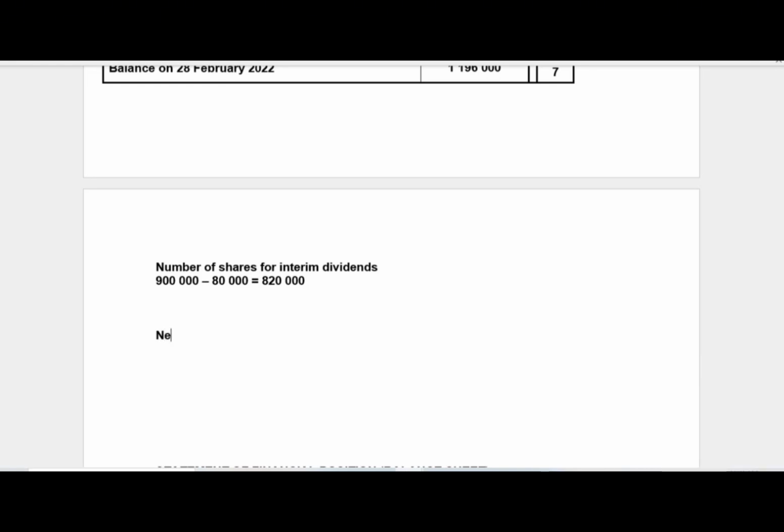You're going to have net profit before tax. Then you will have taxation, or tax. And then after that, you will have net profit after tax. At the end there, net profit after tax.